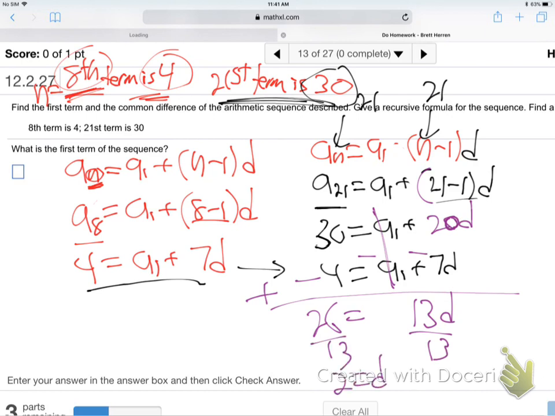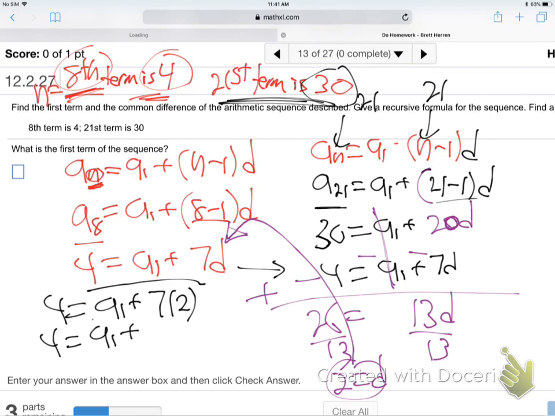D is 2. And then you plug that in to find A1. Is that good? So bring that over here. Put it in wherever you want. Remember, you can plug it in either formula. It doesn't matter. And we'll get 4 is A1 plus 7 times 2. So A1 plus 14, subtract 14. What's that, -10? A1 is -10. So we got it. We got A1 and we got D. So we've got the 2 formulas.